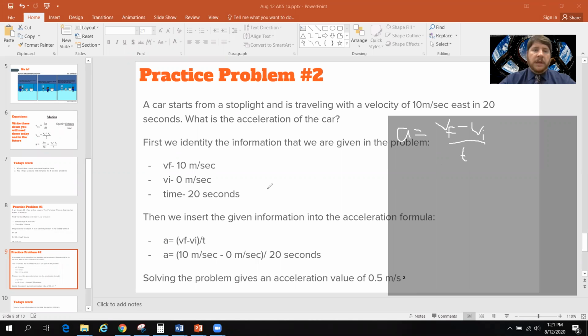All right, so again, now we have to identify our variables. So it says VF is 10 meters per second and VI is 0 meters per second. Now you might be wondering, well, why? Why is VF 10? Why is VI 0? Where did you get 0 from, Mr. Williams? Where is all this coming from in the question?